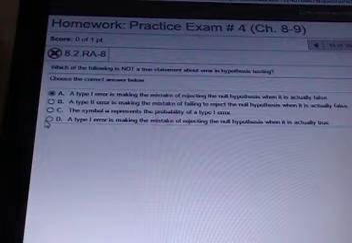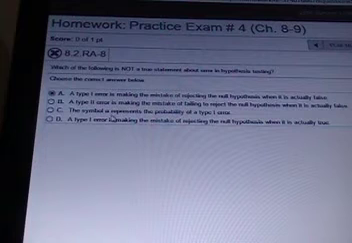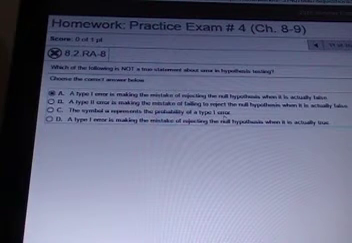So routine for fun is what D and B are talking about. And then knowing that alpha is not only the significance level, but it's also the probability of a type 1 error. Then the answer is A.